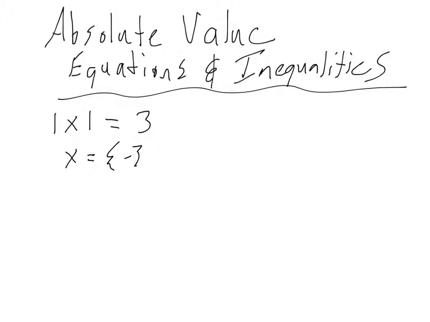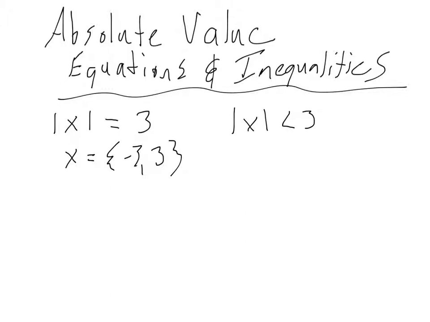I just essentially take the positive and I throw a negative sign, and I get both of them, right? On the other hand, what if I had absolute value of x is less than 3? What would possible solutions to that one be?